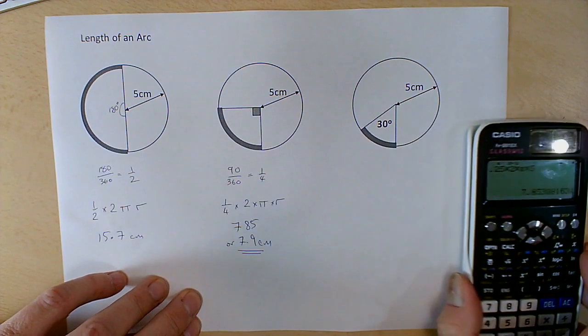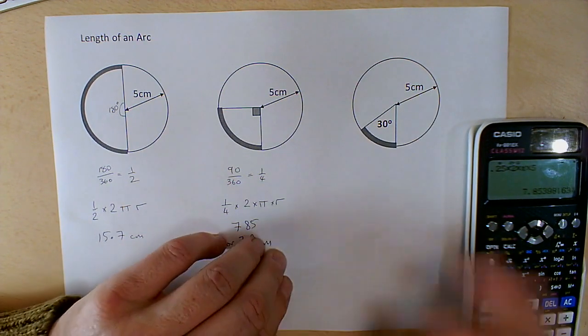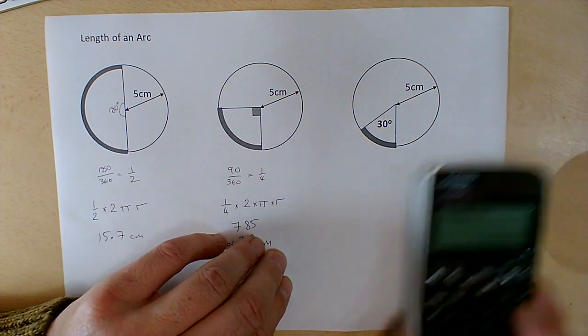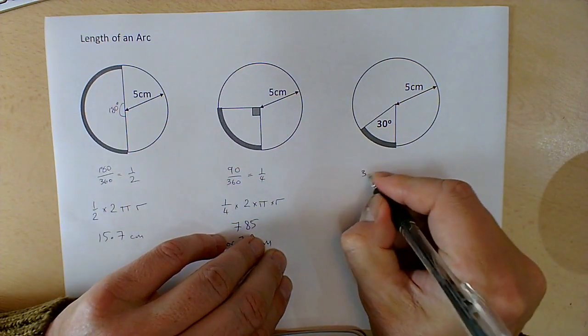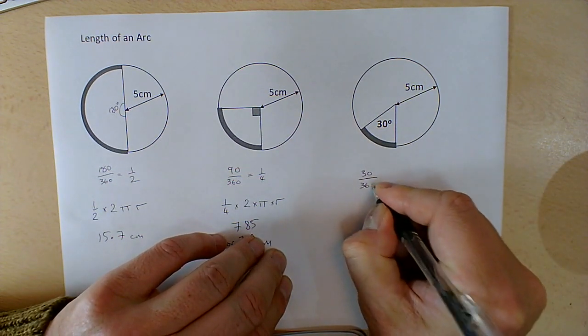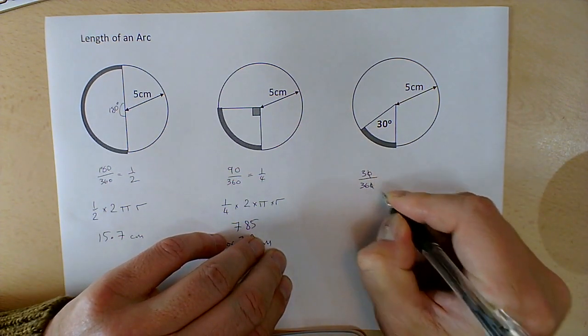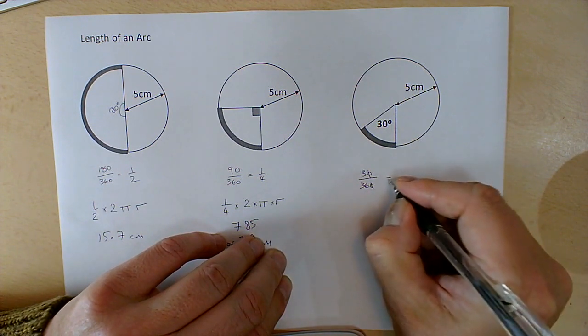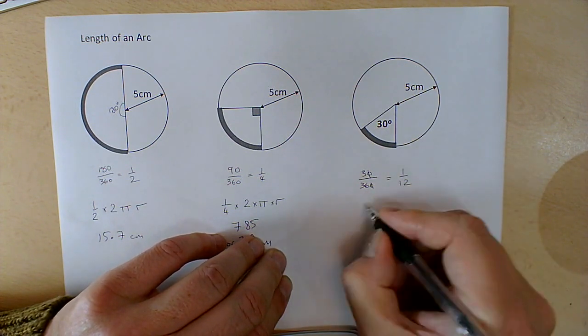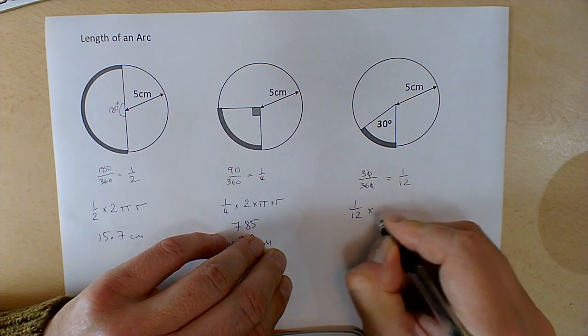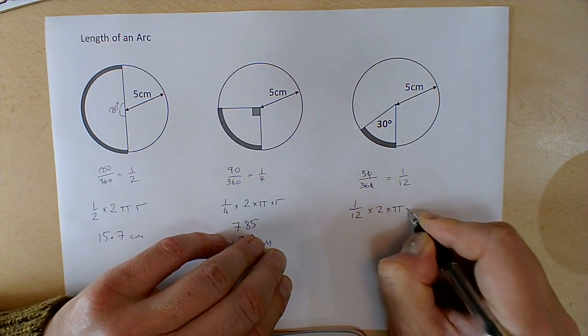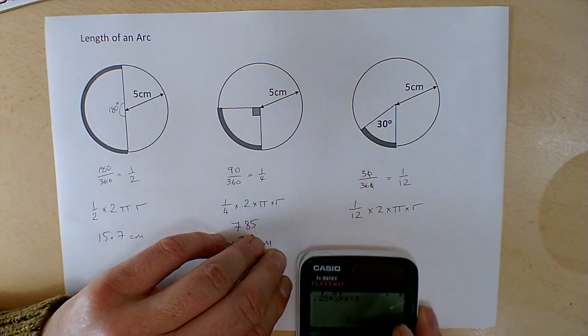And then finally, again, we're going to take the proportion. We know that 30 degrees as a proportion of 360, cancel the zeros, 3 over 36 is equal to 1 over 12. So we get 1 over 12 times 2 times pi times r.